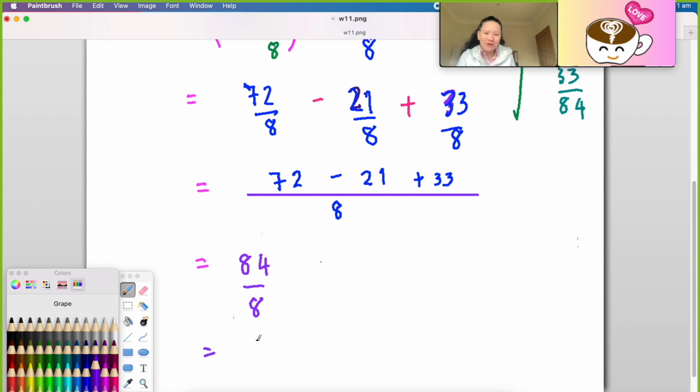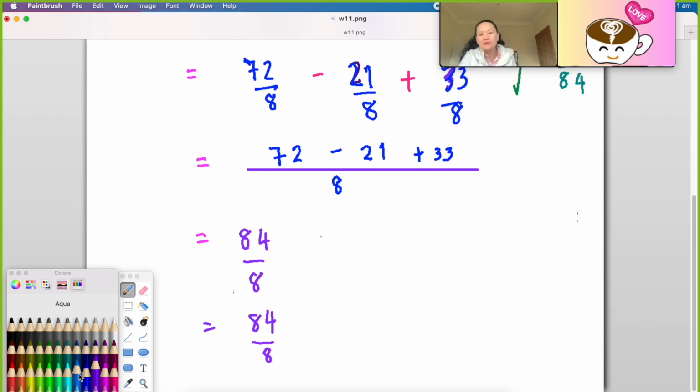Again, do you remember how to cut the number that I taught you? Which number should we cut, or divide them? Can you see that we can divide them by 4? 8 divided by 4 is 2. 84 divided by 4 is 21. So it equals 21 over 2. Now you change it to a mixed number again.